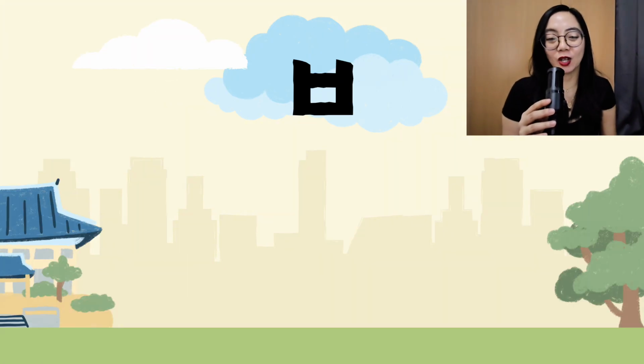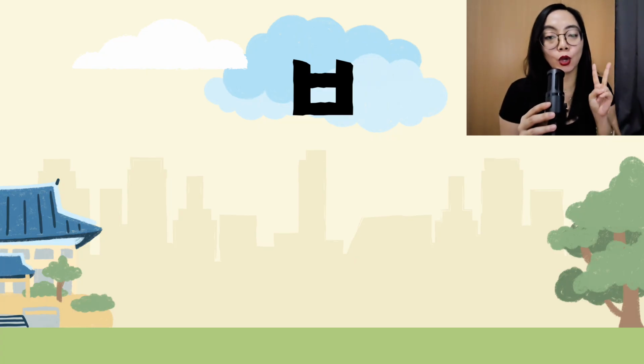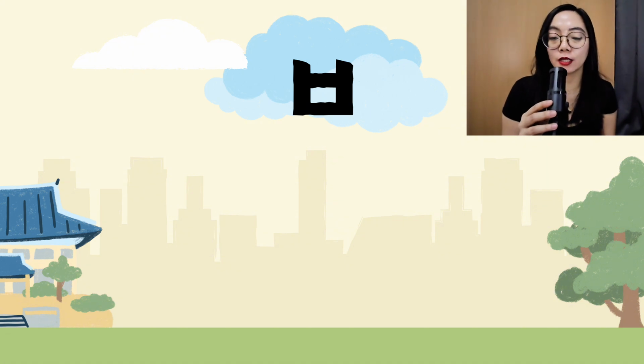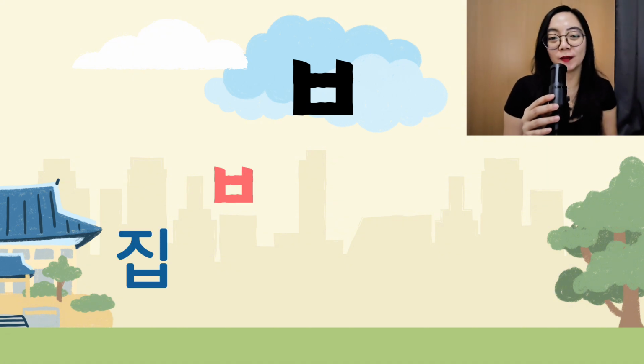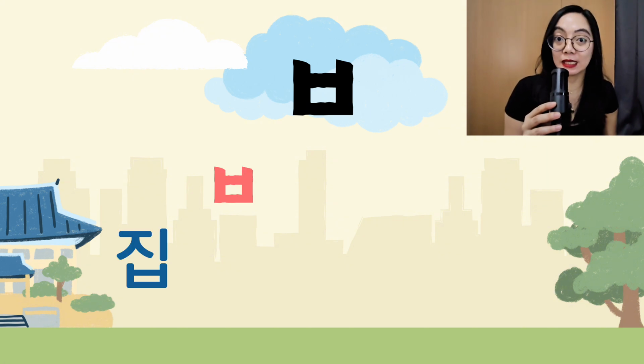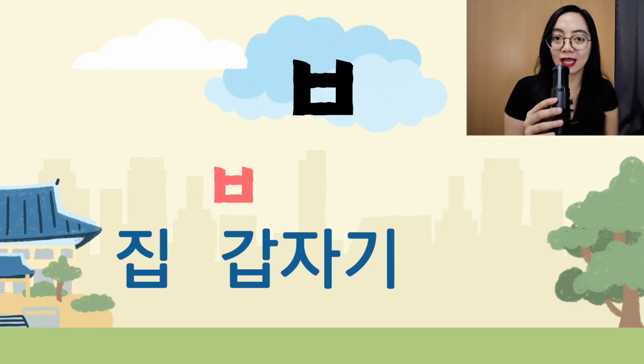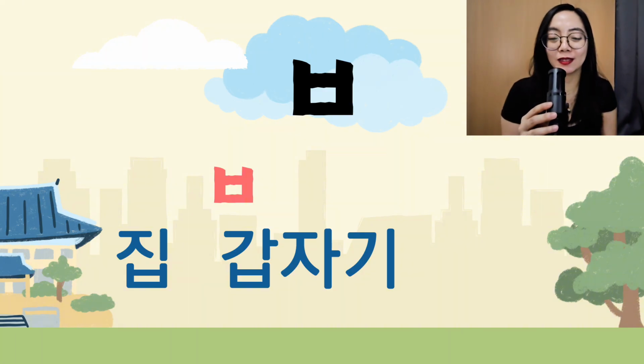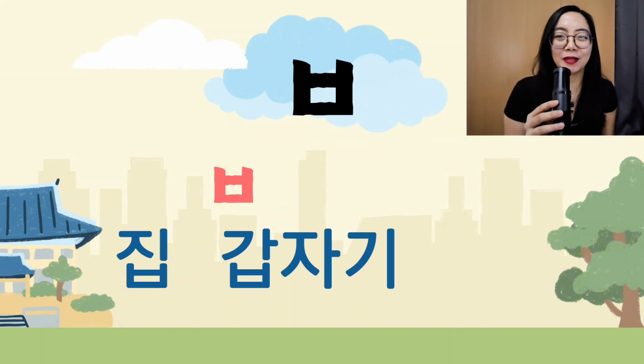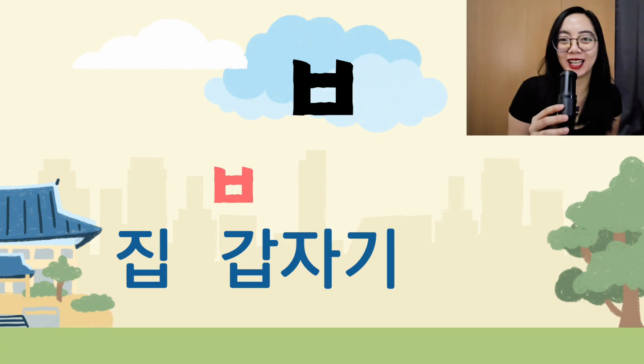Our next final consonant is this one, which of course you know is pronounced as p. And there are two consonants pronounced this way when they appear at the end of syllables. Starting of course with this one, like in the word 집, which means house, and in the word 갑자기, which means suddenly. And I'm sure you're familiar with this because it often appears in a lot of K-pop song lyrics.